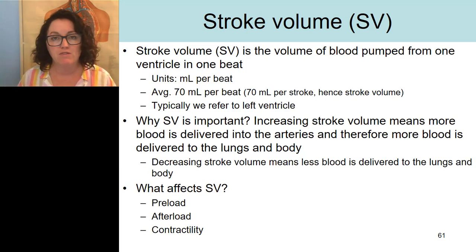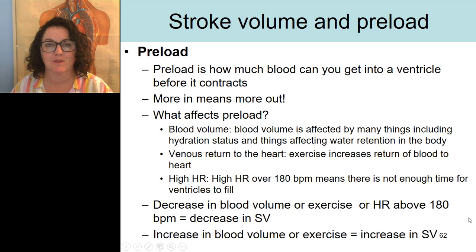So we want to talk about the things that affect stroke volume. And there are three main things that affect stroke volume: preload, afterload, and contractility. So let's take a look at each of these things. So let's take a look at preload.